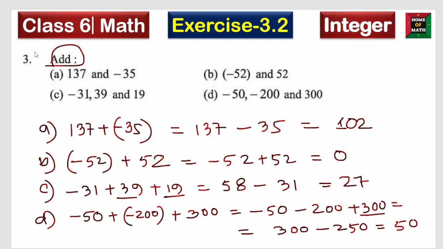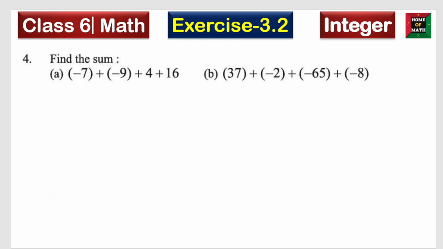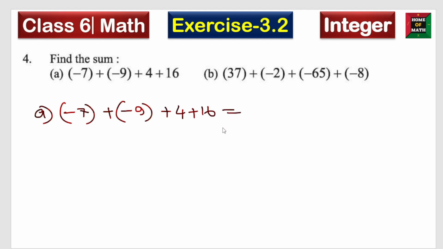Okay, number 3 done. And finally number 4, find the sum. So number A, look, minus 7, then plus minus 9, then plus 4 plus 16. So this one we can write, this is minus 7, plus and minus, minus 9, then plus 4 plus 16.